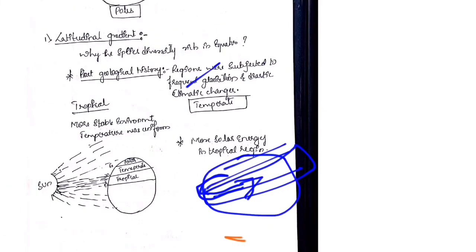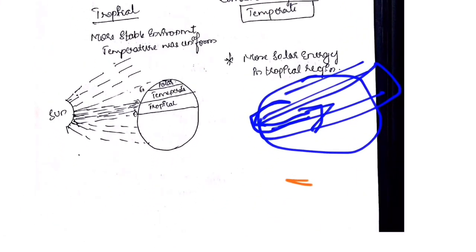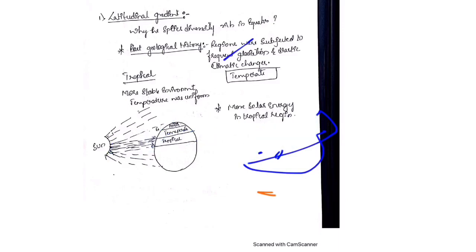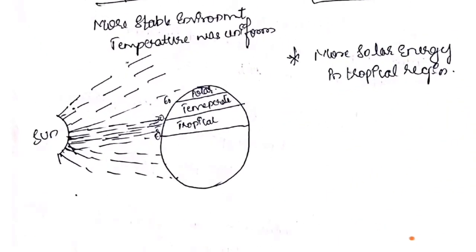And the second reason is sunlight. This tropical region gets more sunlight, or almost an adequate amount of sunlight, when compared to temperate and polar regions. This is why the species richness is more in the tropical region.